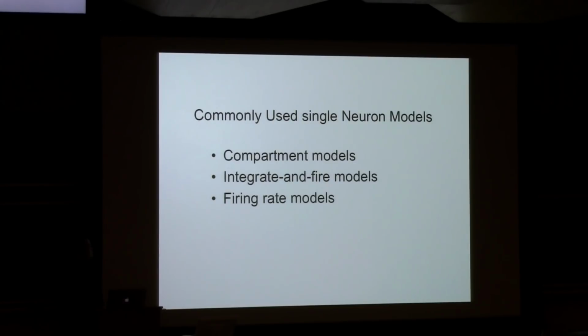Simplified models. People have tried to simplify models from a compartment model to an integrate-and-fire model, or a firing rate model, simplified models to capture some aspect of how the brain works. The idea is that you can have a mathematical theory. Otherwise, if you only have those elaborate models with thousands, tens of thousands, millions of free parameters, it's very hard to do anything.